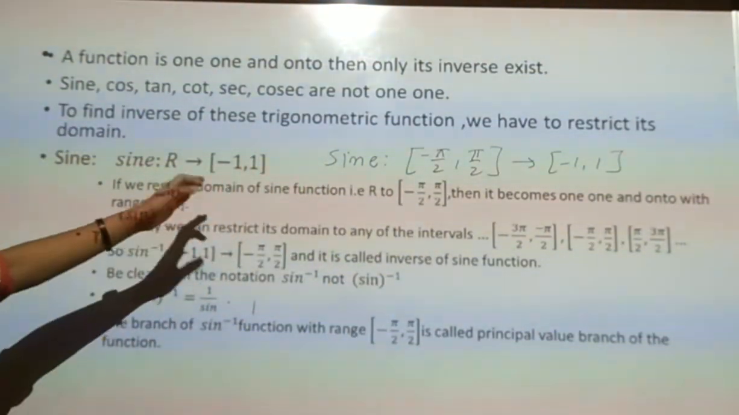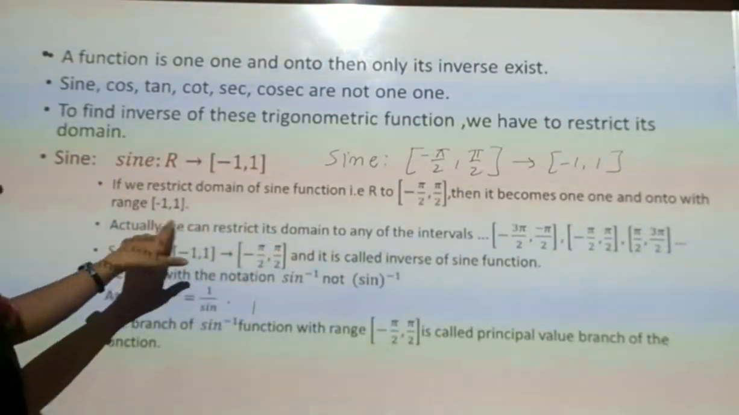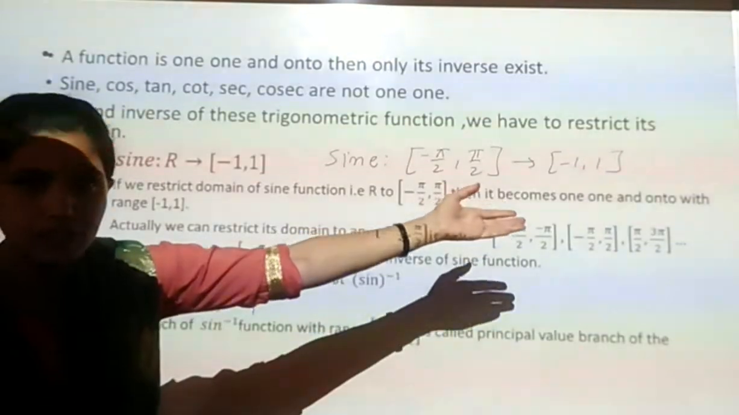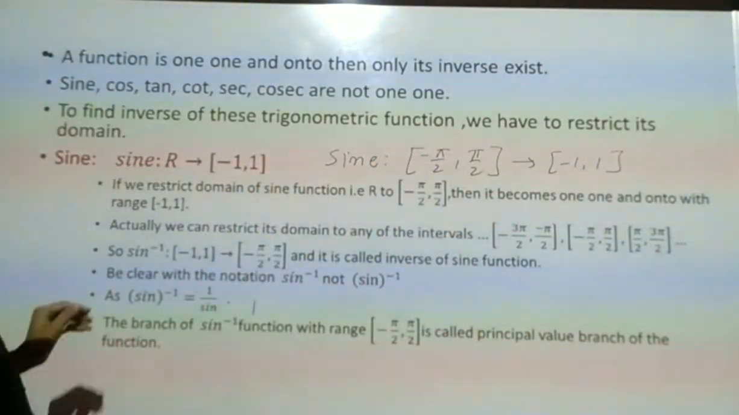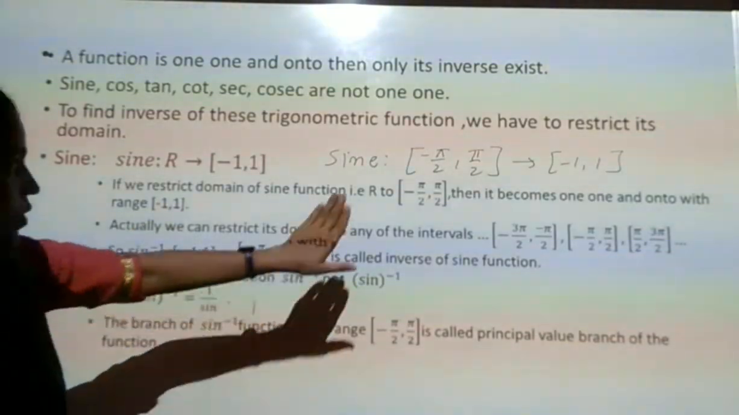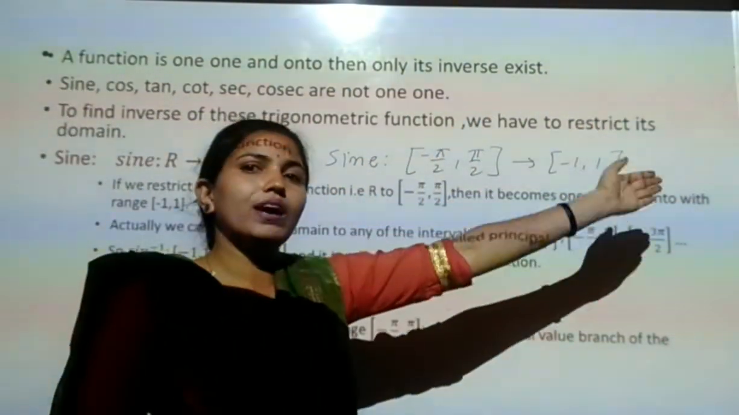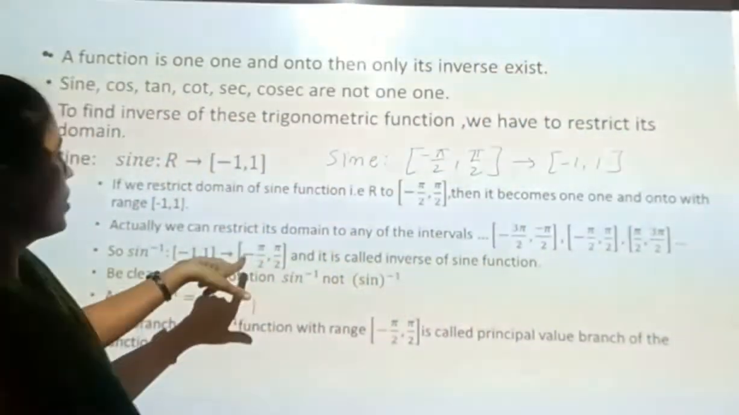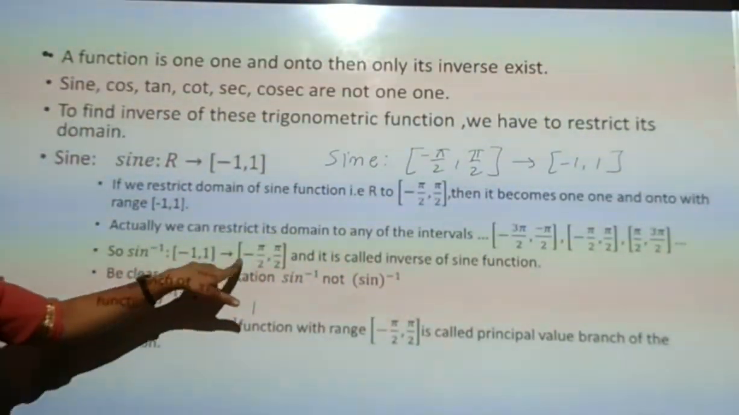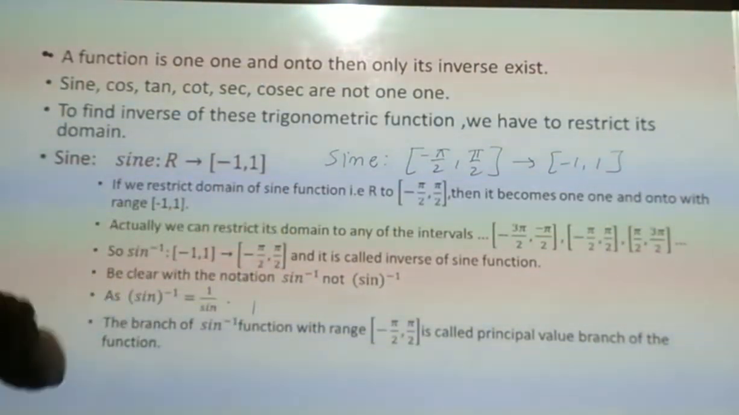As we have seen, we can actually restrict the domain to any of the intervals I have just explained. So sine inverse is defined as follows: when you define an inverse of a function from A to B, you define it from B to A. So it is from [-1, 1] to [-pi by 2, pi by 2], and it is called the inverse of the sine function.